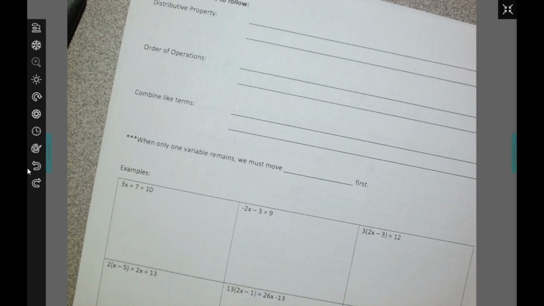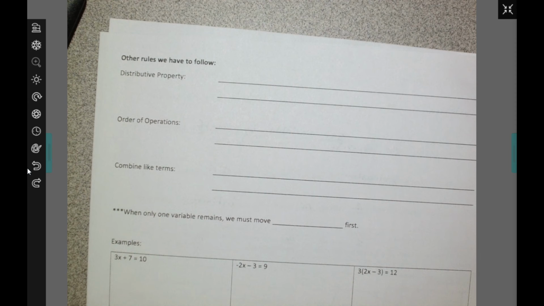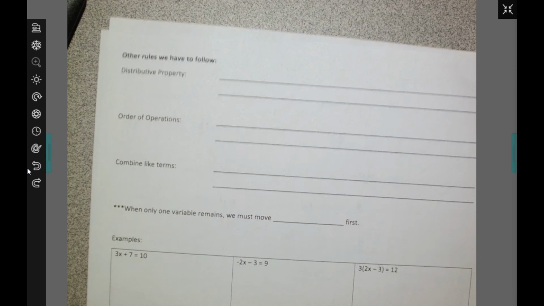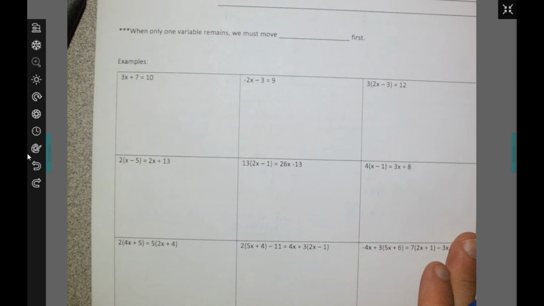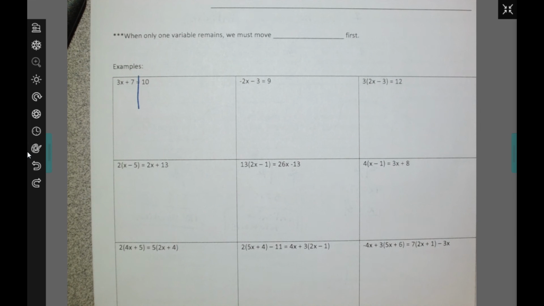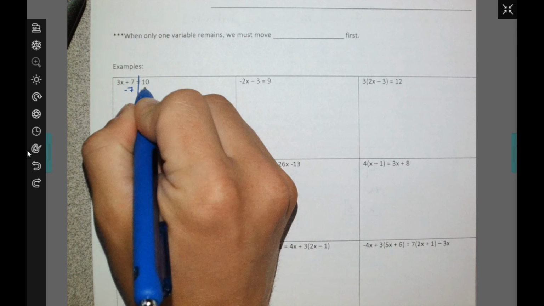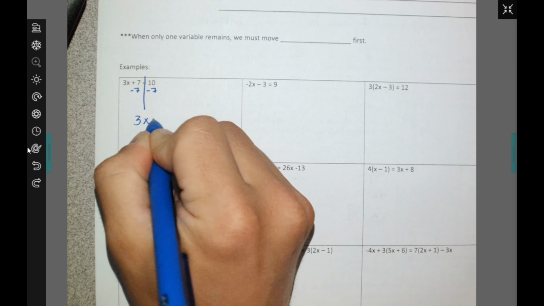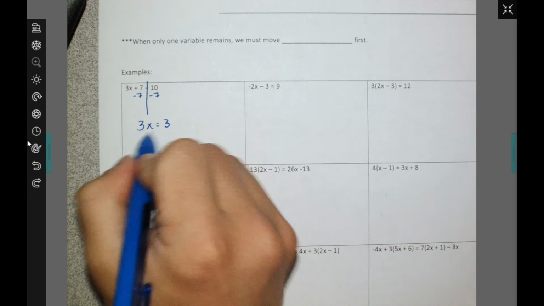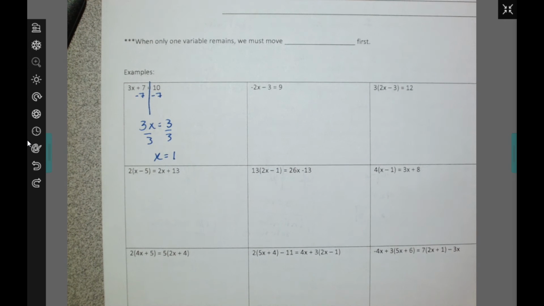Okay, on the back, we're going to look at some more difficult problems. So the distributive property is when you're multiplying inside the parentheses, then order of operations, PEMDAS, and then combine like terms. I'm just going to work through these examples down here. What I always like to do is draw a line through the middle at the equal sign. The goal is to get our letters to one side, numbers to the other. So here I have to move the plus 7 over by subtracting 7 from each side. We end up with 3x equals 3. Last step, divide each side by 3, and we are left with x equaling 1.